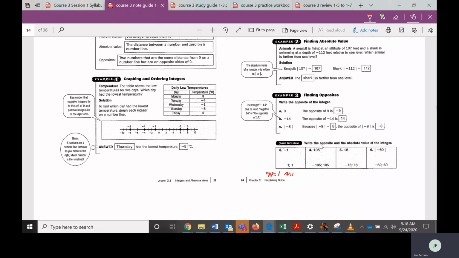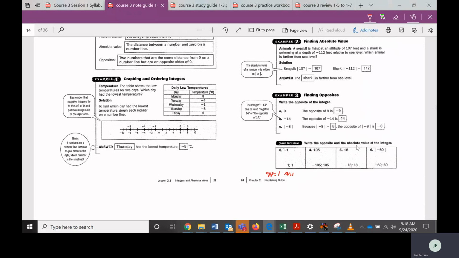Okay. Now, when your original number is positive, you won't have the same answer because the opposite of 105 is -105. But the absolute value of 105 is just positive, and you get 105. Okay. Number 5 is the same way here. Number 8, if you have 18, the opposite's -18. Absolute value, you keep it positive, it's 18.